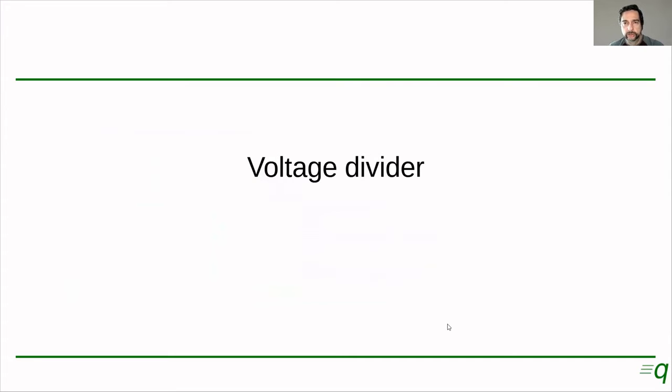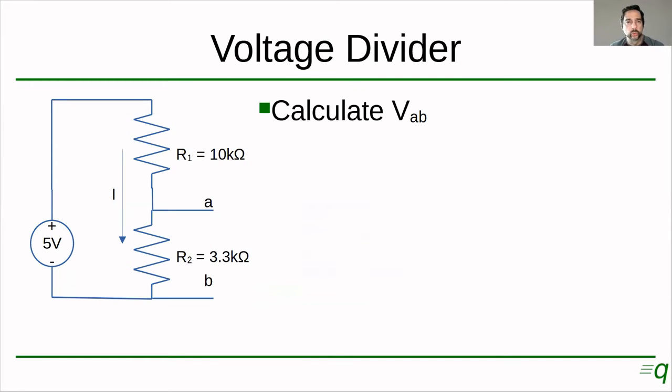All right, so we saw resistors in series and in parallel, and we're going to be having a look at the voltage divider, which is a specific configuration of resistors. So this is what a voltage divider looks like. So let's calculate VAB, the voltage between the terminals A and B, to have an idea of how this works.